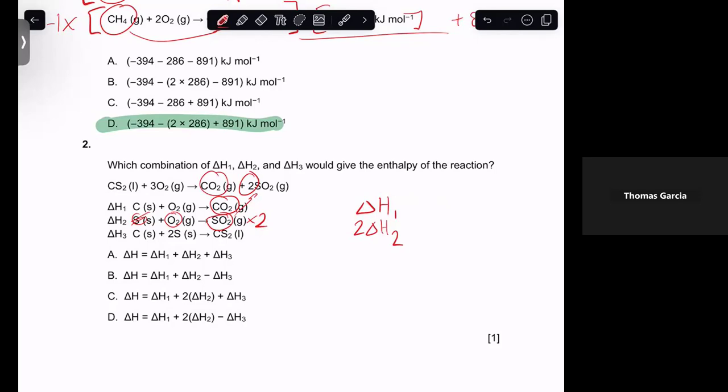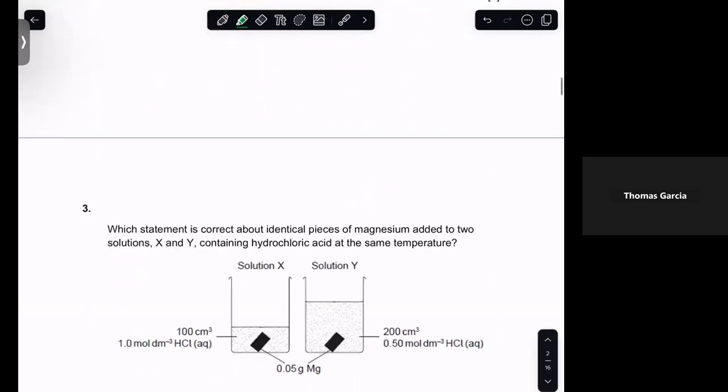Lastly, I notice that I have carbon disulfide on the product side, but I need carbon disulfide on the reactant side. So I need to multiply that by a negative 1. So I should have negative delta H3. So whatever I do, I should have a positive delta H1, 2 times delta H2, and a negative delta H3. So they all start with positive delta H1. Only C and D have 2 times delta H2, and D over here has negative delta H3. My correct answer, once again, is D.